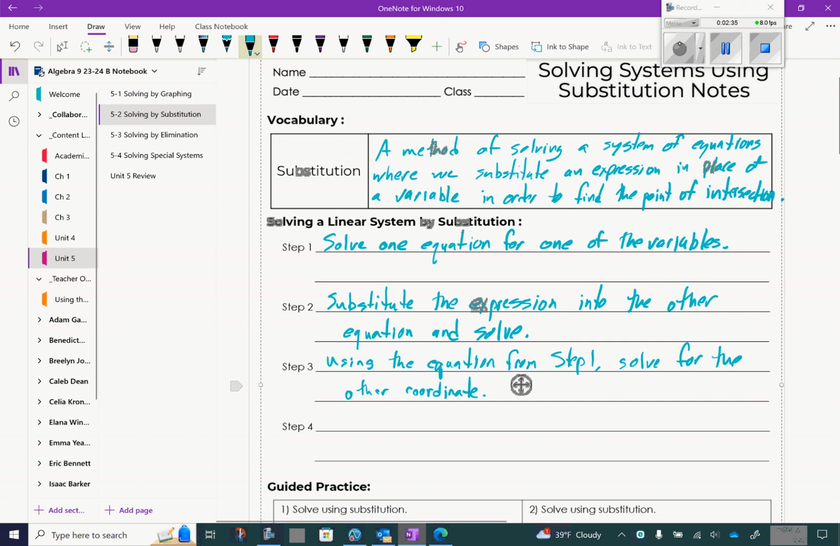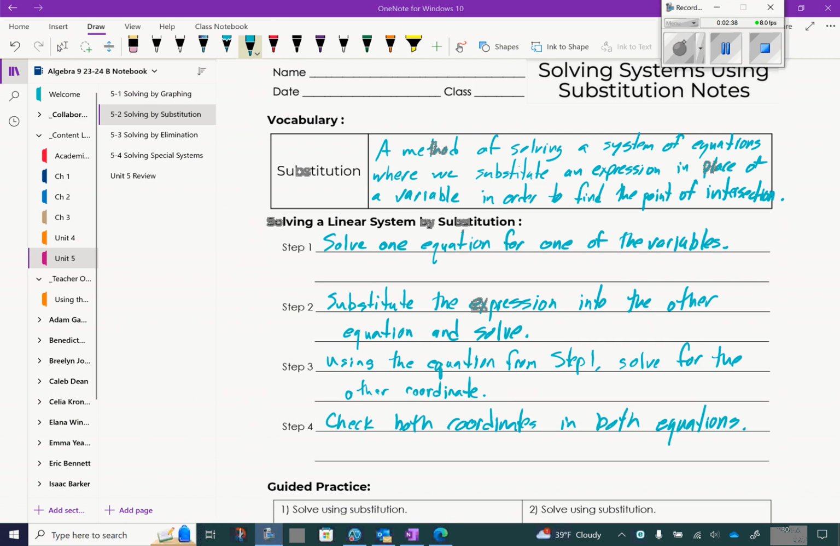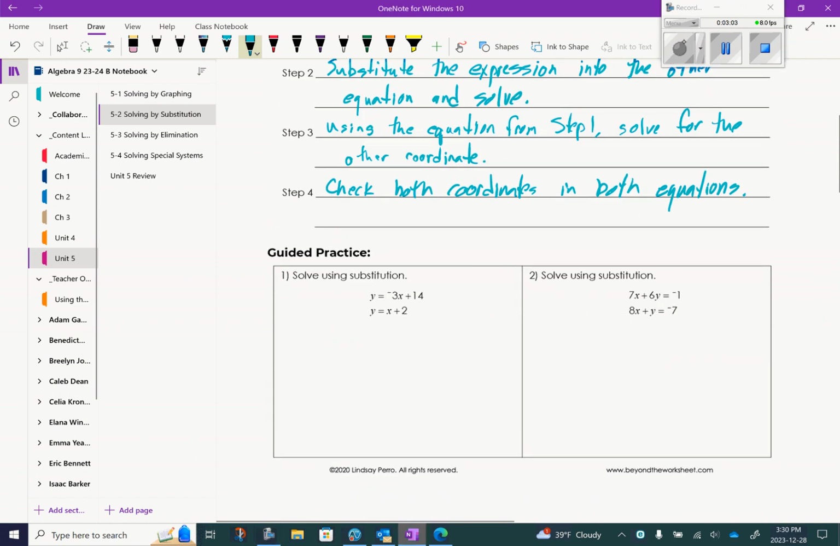So then that'll lead us to step four. We're going to check both coordinates in both equations. It's going to be more substituting. Again, we're looking for the point of intersection, the point where these lines cross. But we're going to do it this time without having to draw the lines. We have to show that these coordinates are points on both of those lines.